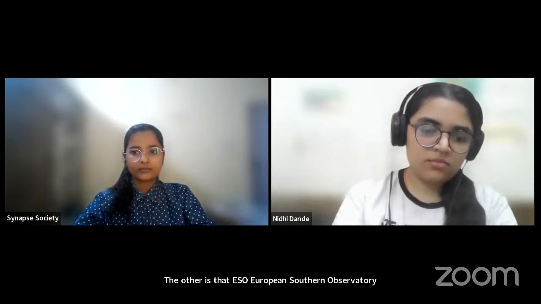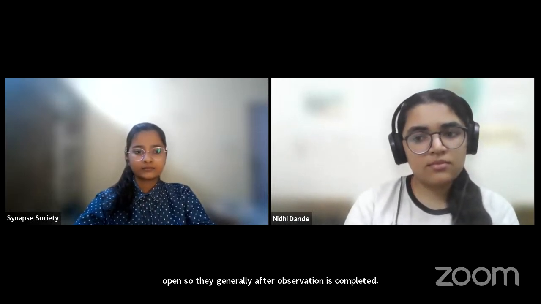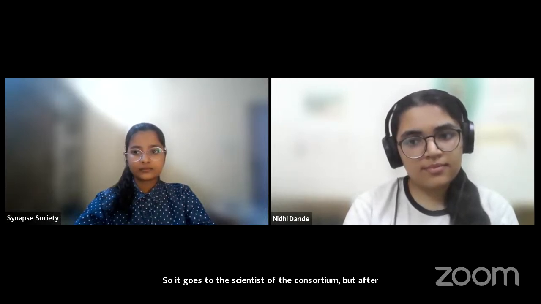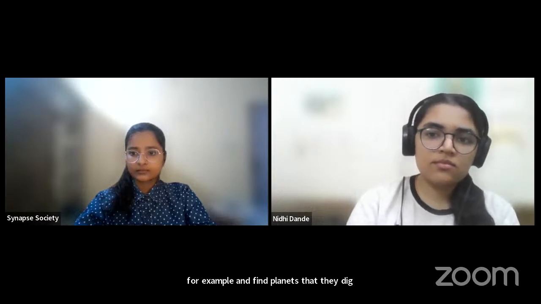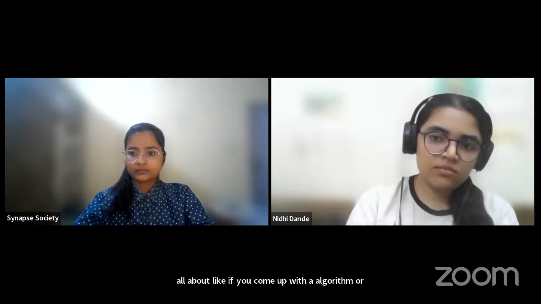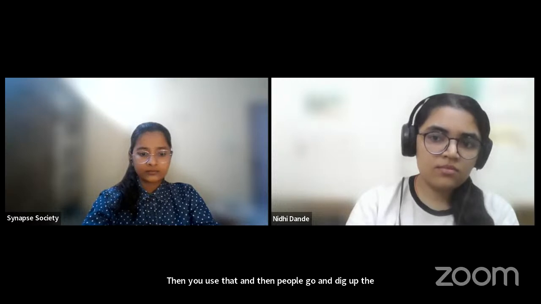Generally, after an observation is completed, the data goes to the scientists of the consortium, but after a while they put it on the archive, and a lot of people use that data with their own post-processing techniques to find planets. So it's all about whether you come up with a clever algorithm or technique, for example a machine learning technique that is more sensitive to finding planets in data. Then you use that, and people go and dig up the archive and use it to find planets.